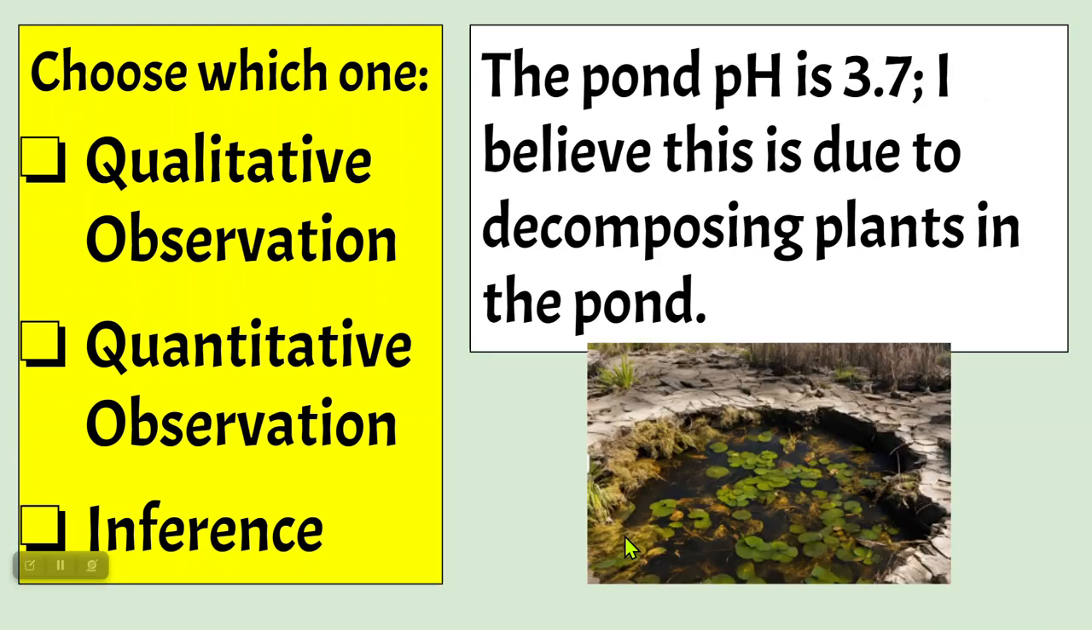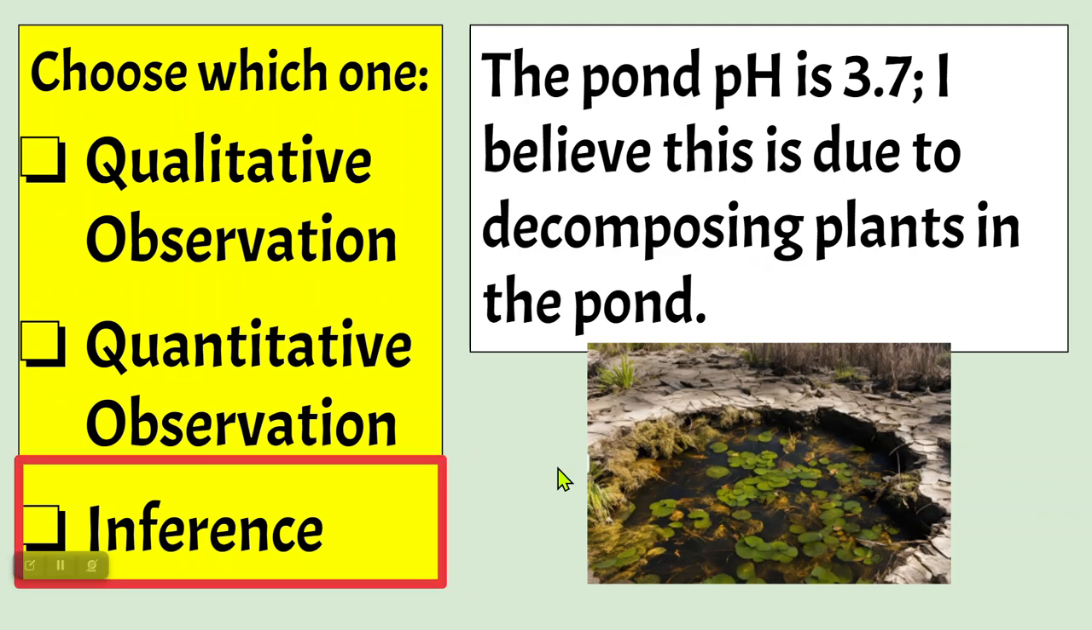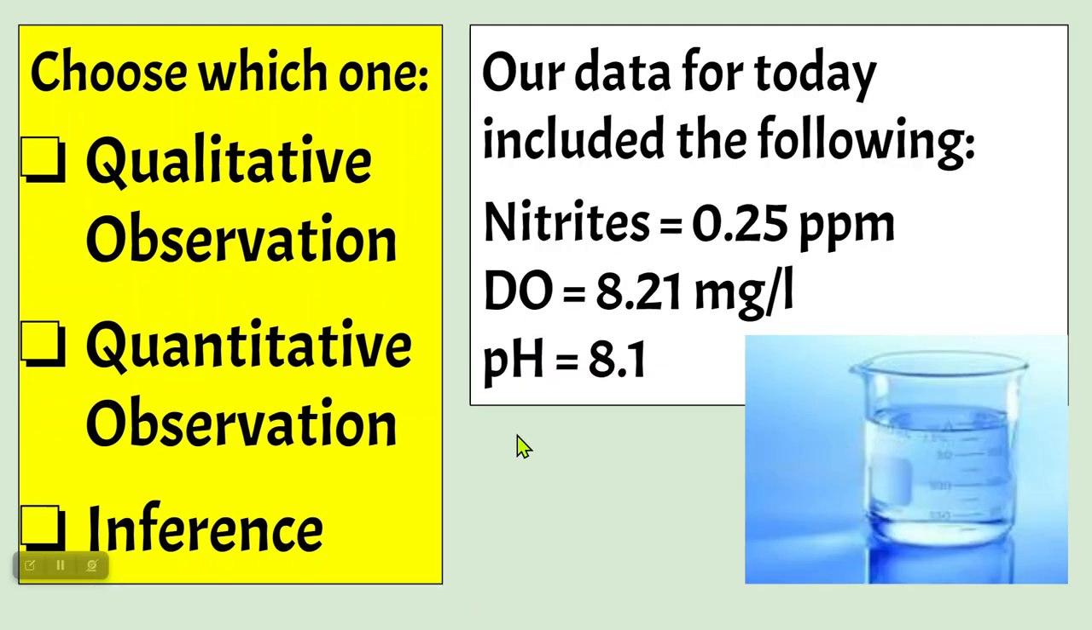The pond pH is 3.7. I believe this is due to decomposing plants in the pond because remember, things that decompose in water or whatever situation, they're going to make things more acidic. They're going to lower that pH number. Well, I am having a reading of 3.7, so that part is quantitative, but then I'm thinking about what I know. I know that plants are decomposing, and that can lower the pH. So this is also going to be an inference, because I'm using background knowledge too.